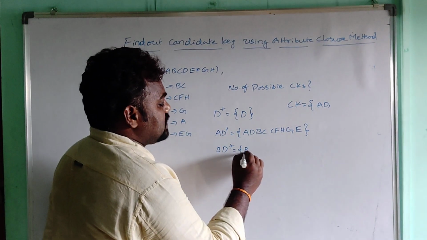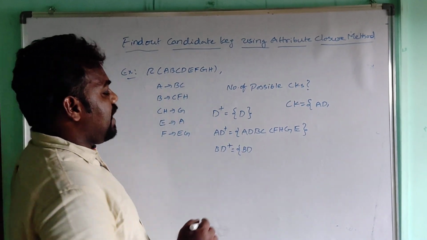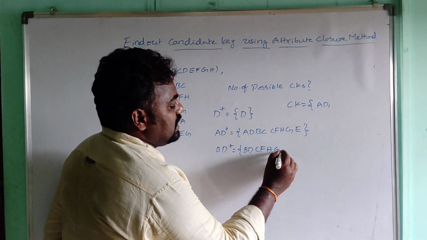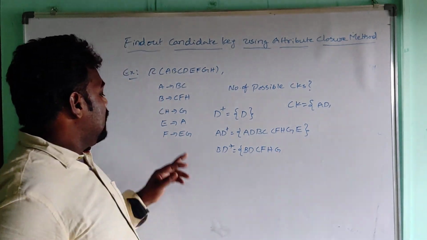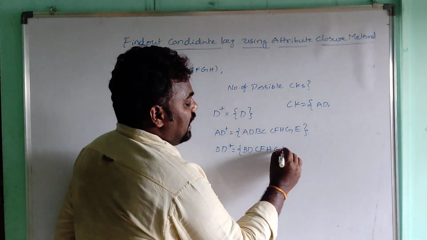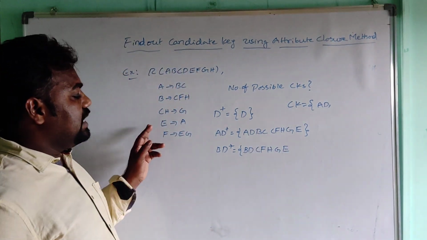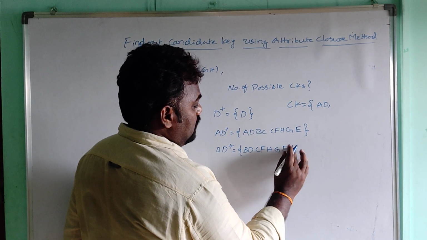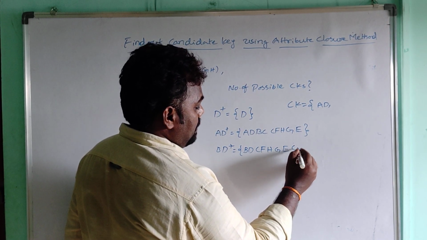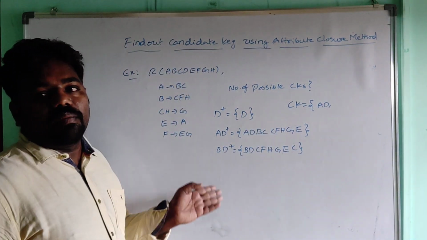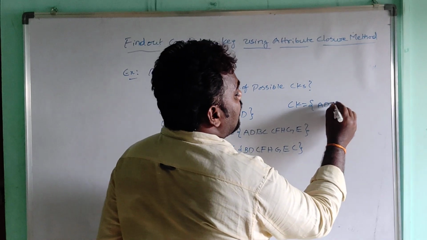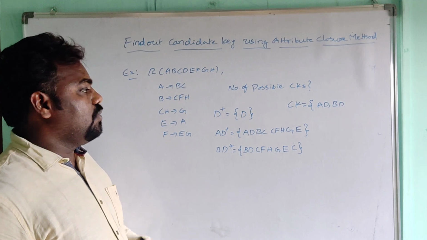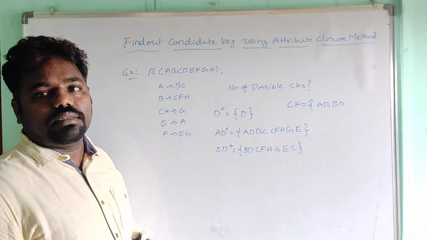Here BD determines BD always, and B determines CFH, CH determines G, and F determines EG, EG is already present, then A determines BC, B is already there, C also. Here BD plus can also determine all the elements. One more candidate key for this table is BD.